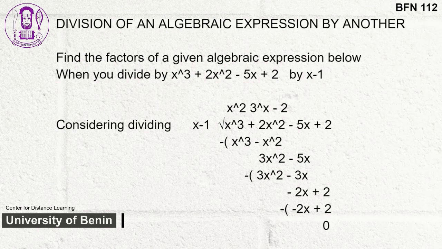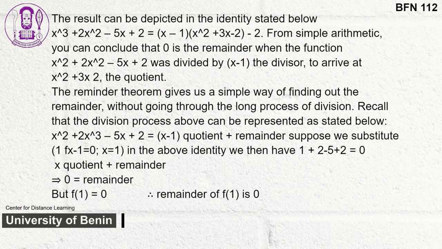Remainder equals 0. The result can be depicted in the identity stated below: x cubed plus 2x squared minus 5x plus 2 equals (x minus 1)(x squared plus 3x minus 2) plus 0. From simple arithmetic, you can conclude that 0 is the remainder when the function x cubed plus 2x squared minus 5x plus 2 was divided by (x minus 1), the divisor, to arrive at x squared plus 3x minus 2, the quotient. The remainder theorem gives us a simple way of finding out the remainder, without going through the long process of division.